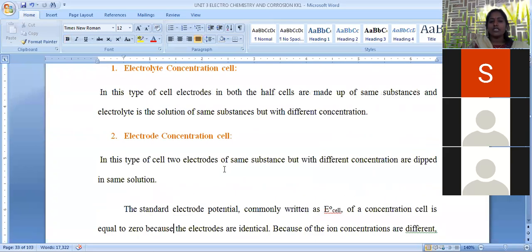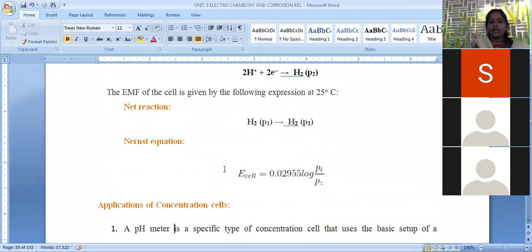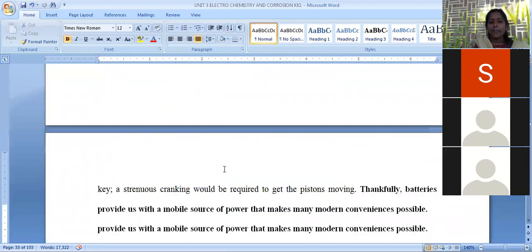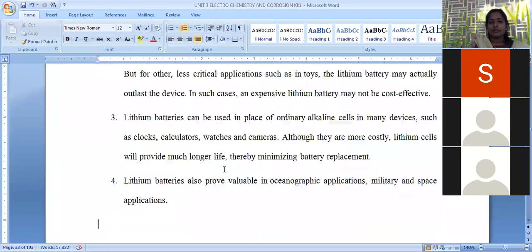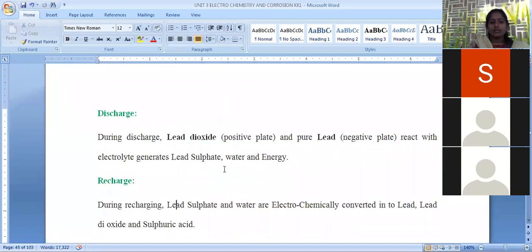Now we are going to discuss batteries. We will start with batteries.